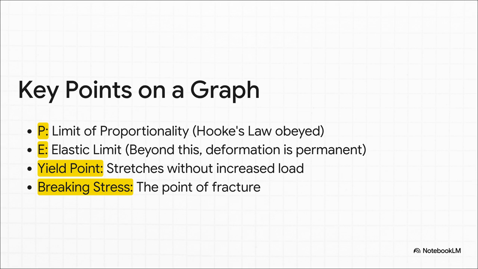First, you've got this nice straight line part at the beginning. That ends at point P, the limit of proportionality. In this zone, Hooke's law is being obeyed perfectly. If we push a little bit further, we hit point E, the elastic limit. Go past this point and the material will not go back to its original shape. It is now permanently stretched. Keep pulling, and eventually you hit the breaking stress. And snap! It's all over.